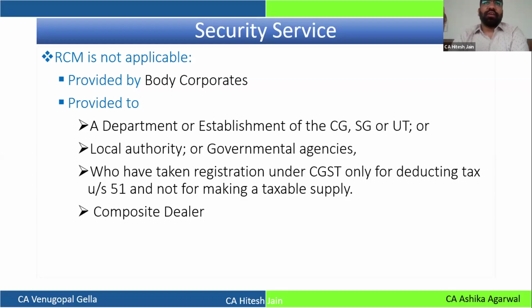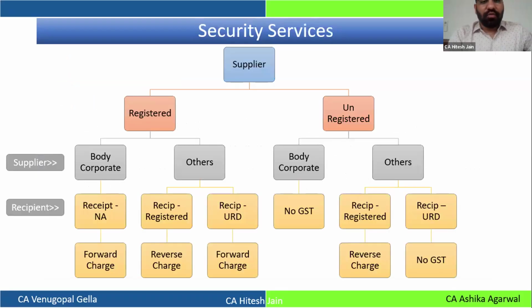Secondly, if the security services are being provided to any government department which is specifically registered under the GST for the sole purpose of deducting TDS under section 51, then also RCM is not applicable. And thirdly, if it is provided to a person who has opted to pay taxes under section 10 of the CGST Act, which means he has opted for the composition scheme, then the composite dealer is not liable to pay tax on reverse charge basis for such security services availed.